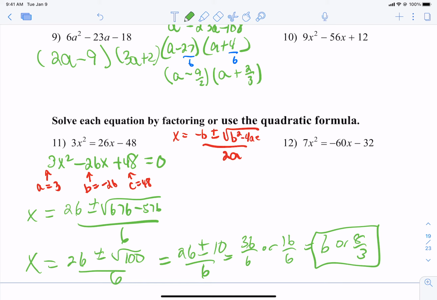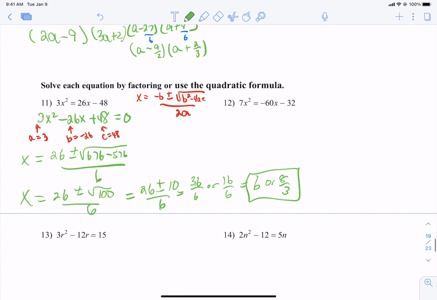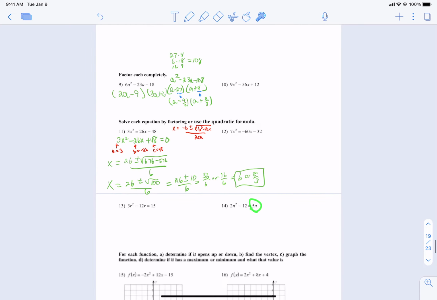Okay? And then you're going to use the same formula for number 12 and 13 and 14. My key is, remember, it's got to be in descending order. Ax squared plus bx plus c. It's got to be equal to 0. So for 12, you got to move those to the other side. 13, move the 15. 14, move the 5n.